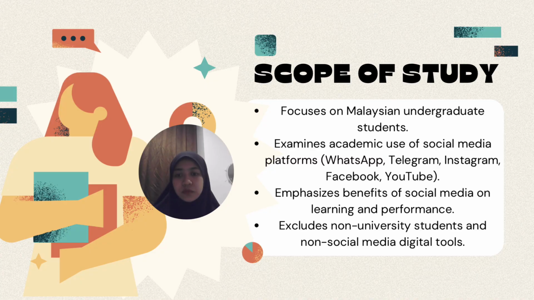And the last one for this chapter is scope of study. The scope of study focuses on Malaysian undergraduate students, examining academic use of social media platforms: WhatsApp, Telegram, Instagram, Facebook, and YouTube. It emphasizes the benefit of social media on learning and performance, and excludes non-university students. That is the last one for this chapter.